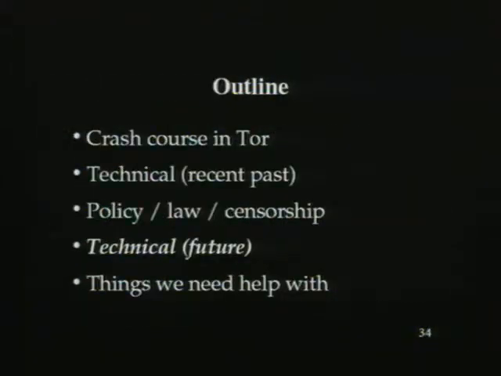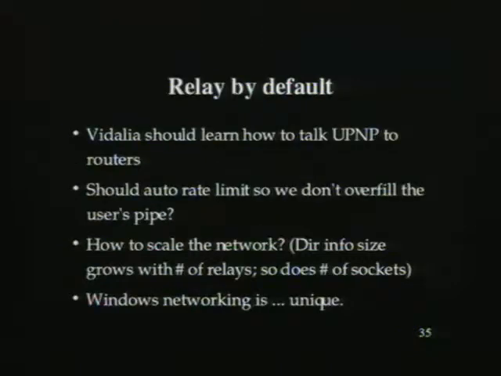Okay, so those are policy, law, censorship. A couple of things that we'd like to do in the future. Relay by default, we're getting closer. I had a slide earlier in the talk about how do we rate limit differently, how do we do relayed connections, how do we automatically detect IP addresses. All of that's in place. There are a few more things we need to do.